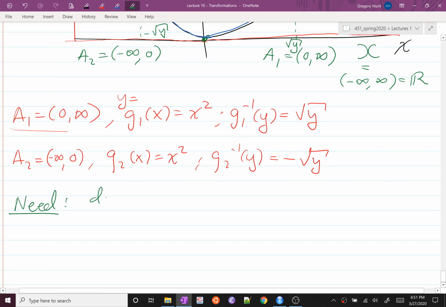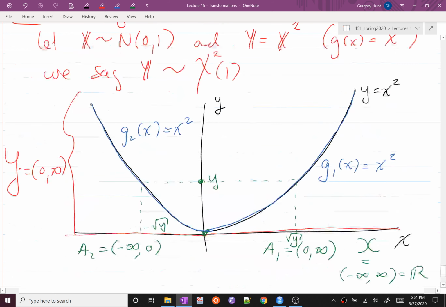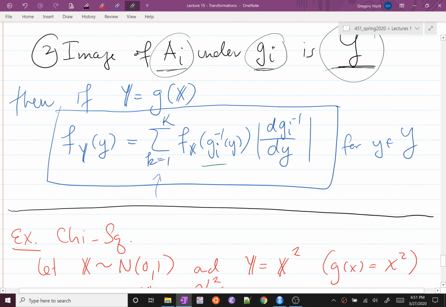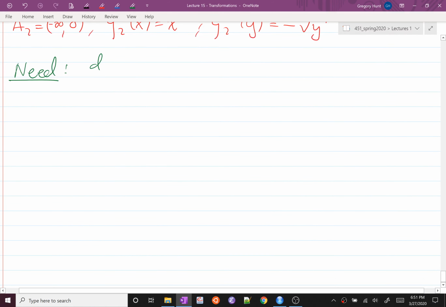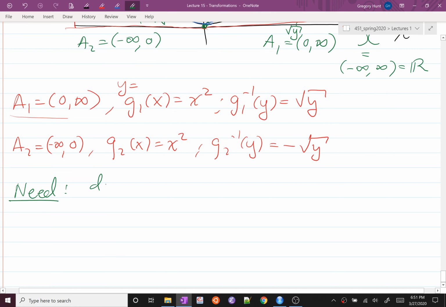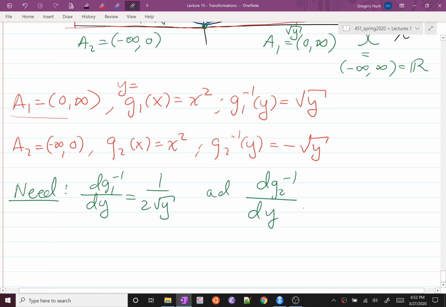So given our formula, if we go back up to our formula, we need not only g sub i, but we need the derivative of the inverse with respect to y. So if we look at dg1 inverse dy, g1 inverse is root y, the derivative of root y is 1 over 2 root y, and dg2 inverse dy is just a negative sign up front, so it's negative 1 over 2 root y.